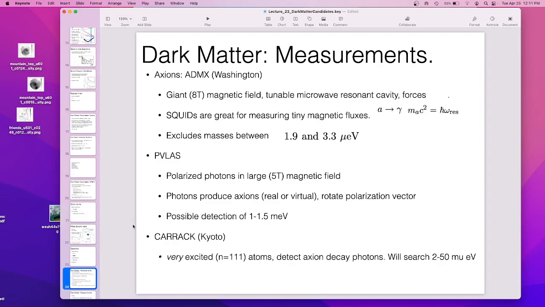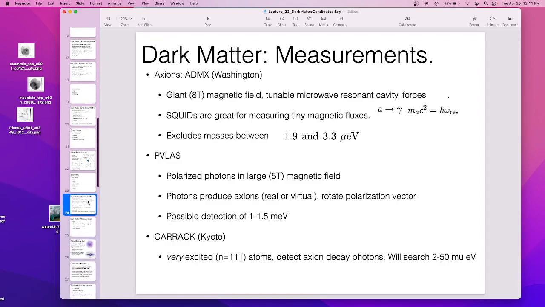There's been a bunch of particles that we found this way, where you have a wall and something that shouldn't go through the wall does. But they haven't seen anything, so they're putting limits on the masses. ADMX has excluded masses between 1.9 and 3.3 micro electron volts. That's a very small mass. I was talking about giga electron volts on the other side. So there's a huge range of masses that we have to look in for what the dark matter is.